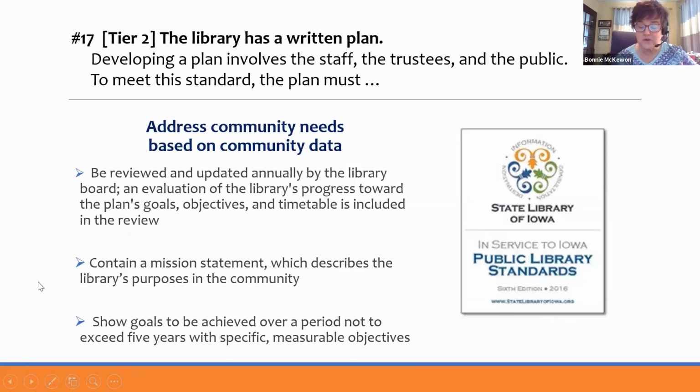So I'm sure this is familiar to you, those of you in the audience who are meeting standards at least at a tier 2 or 3 level. You know that having a strategic plan is part of the standards process, and standard number 17 is all about the strategic plan, and it goes on to talk about what we'd like to see in those plans when they're submitted to the state library. One of the most important things we need to see is that your plan addresses community needs, and that you've somehow determined what those community needs are based on gathering community data.